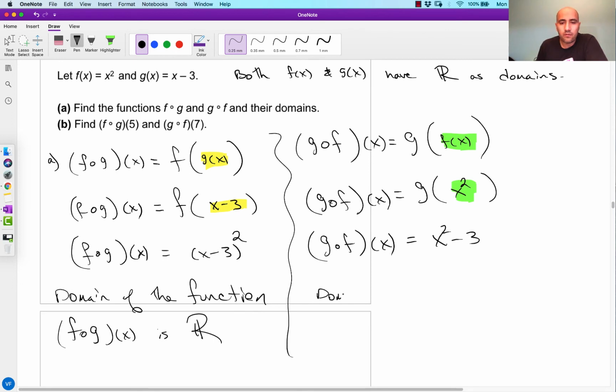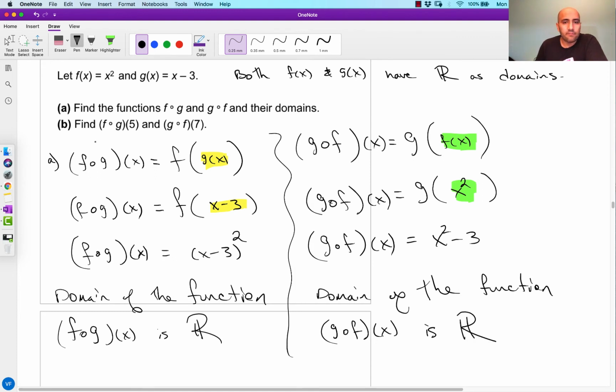So the domain of the function g composed with f of x is all the real numbers. Okay, so that's part A. We found f composed with g, and we found g composed with f. All right, so let me circle them. Here's one of them, and here's the other one.